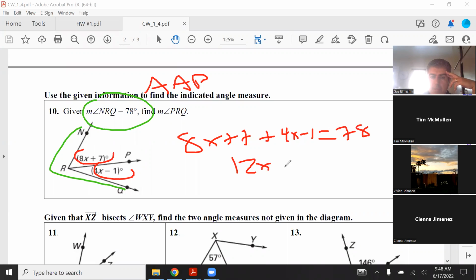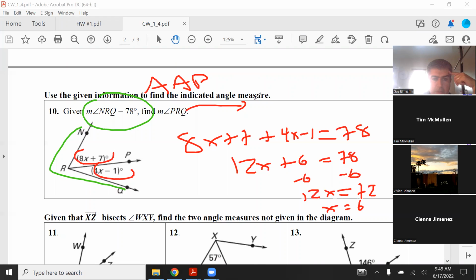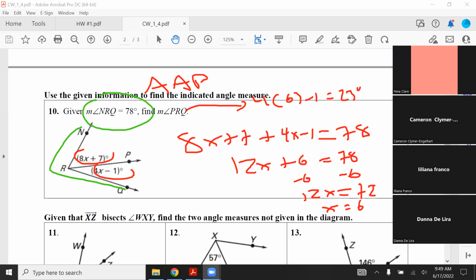So 12x plus 6, remember you got to do your combining like terms first. Then you got to move some terms around. Subtract 6. 12x equals 72, x equals 6. Okay. So x equals 6. And then we got to find P or Q, which is 4x minus 1. So 4 times 6 minus 1, you should get 23 degrees. So that should be 23 degrees for that one. And again, I am recording this. Any questions on number 10? That was good. Okay, great.